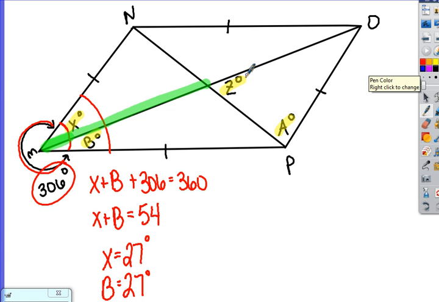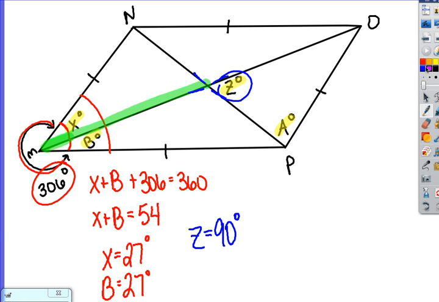Now let's work on finding angle Z. If we talk about rhombus proof number 2, the diagonals of a rhombus are perpendicular bisectors of each other. Now I know it doesn't look like it in this diagram because I can't draw. But these diagonals right here bisect perpendicularly, meaning that they form 4 right angles. So Z has got to be a right angle based on this proof. So Z is equal to 90 degrees.